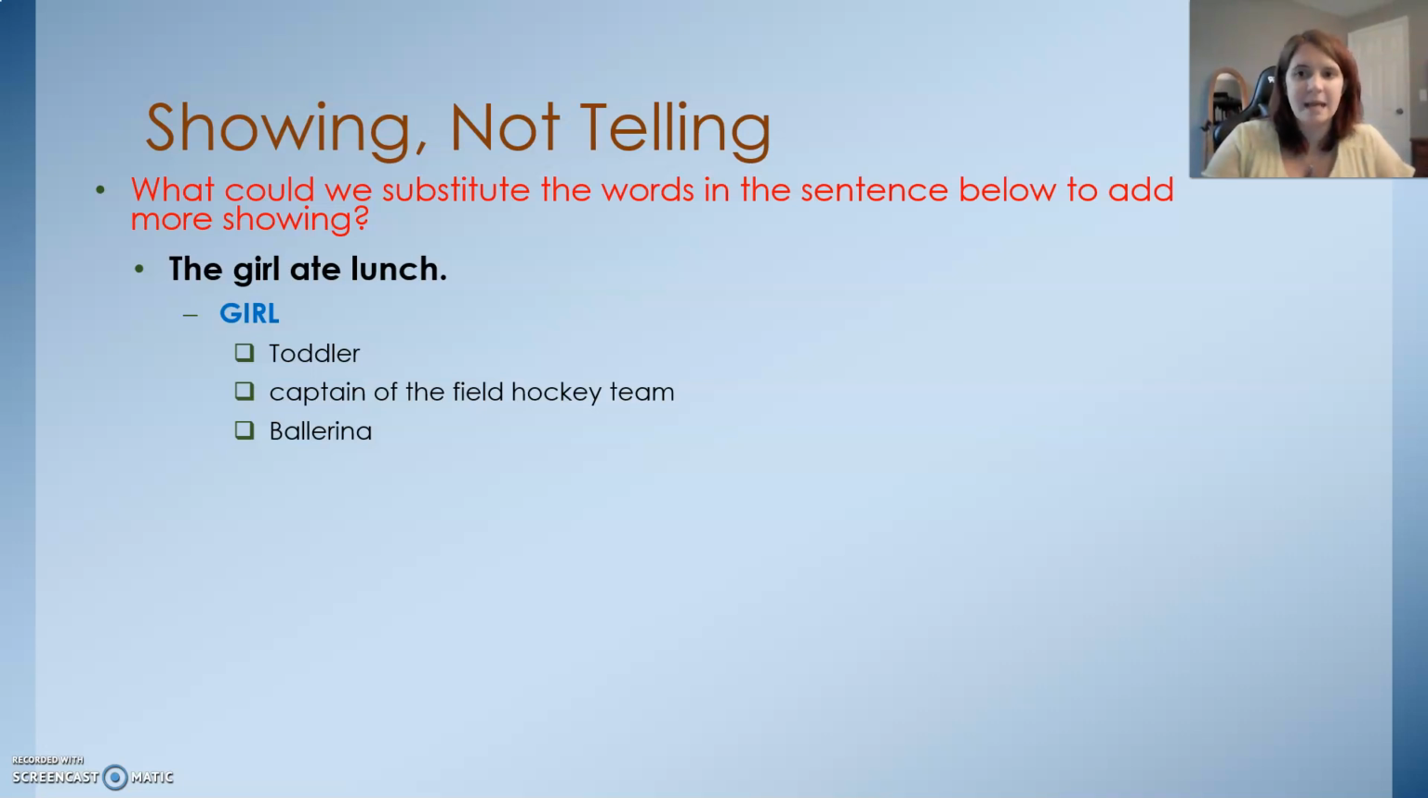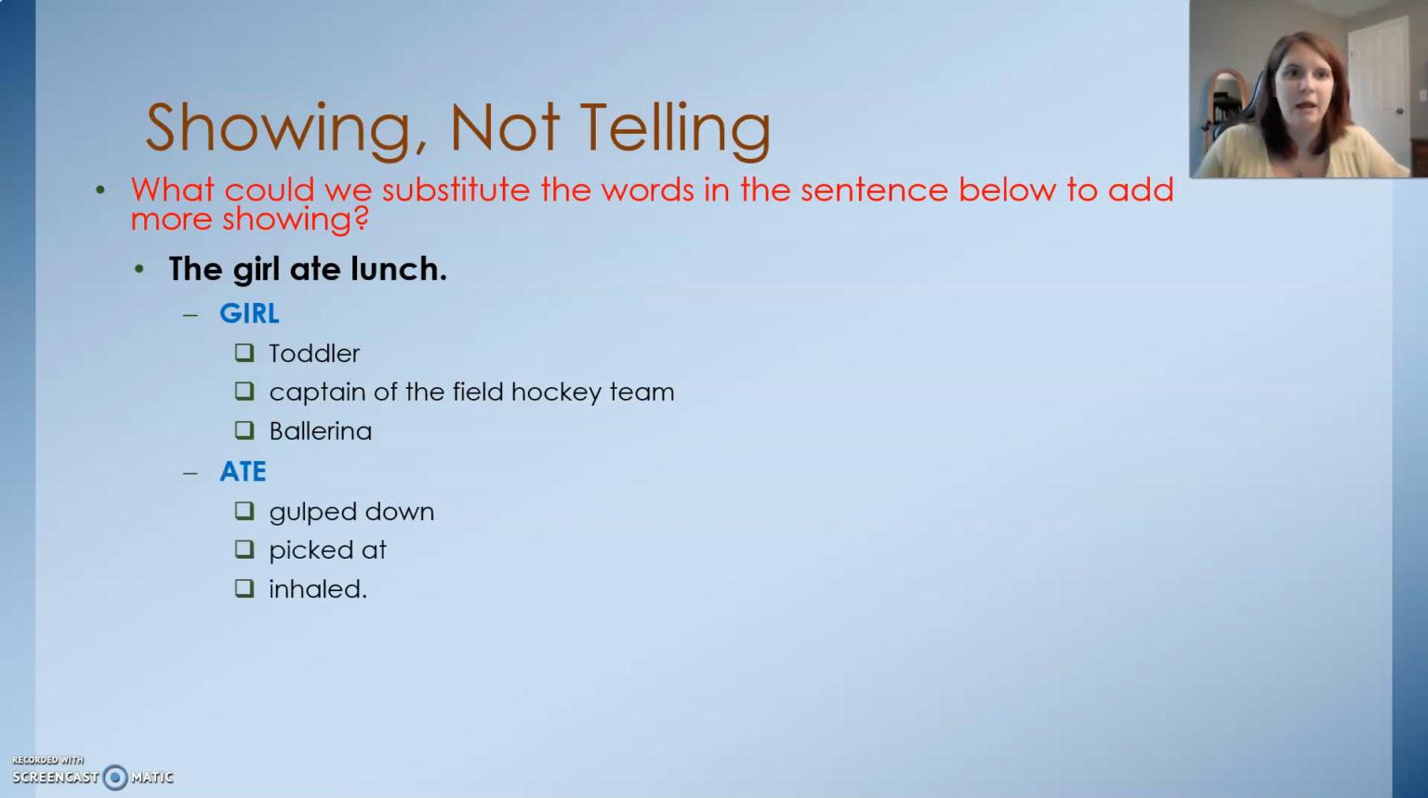The next word we're going to talk about is ate. Did they gulp it down? Did they pick at it? Did they inhale it? We don't know. If they just say they ate it, okay, that's just eating it. But if you describe it as they gulped it down, you know they're just scarfing food. So adding that gives a way different mental image.